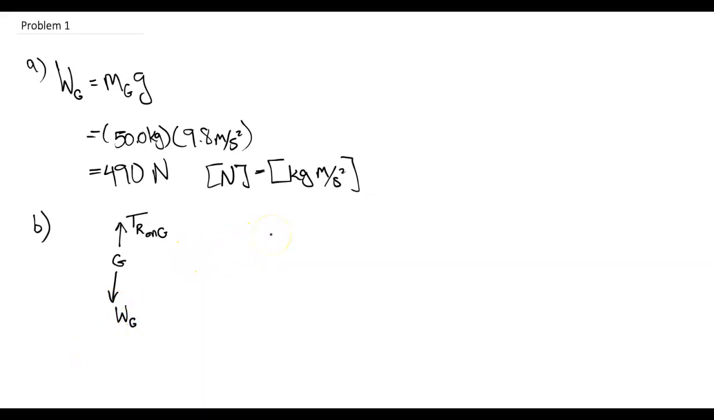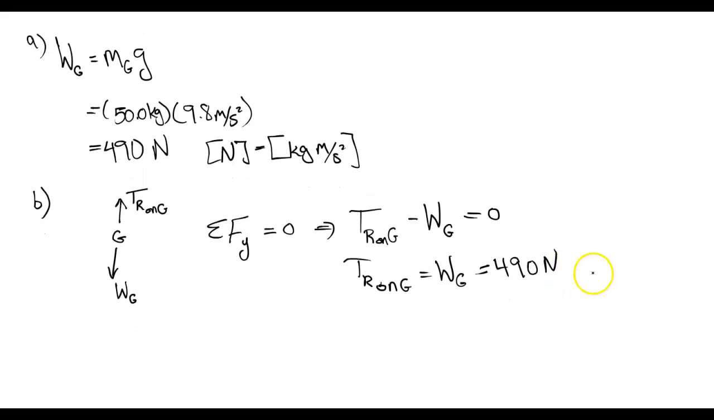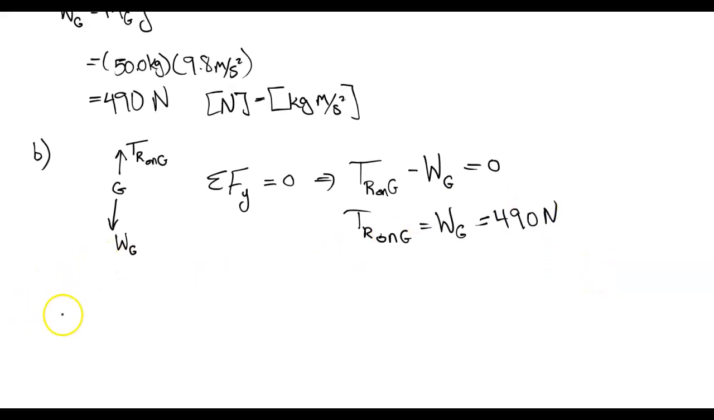And since the system is in equilibrium, or there's no movement in the rope while the gymnast is hanging, we can say that the sum of the forces, in this case in the y direction, because the forces are only up and down, is 0, which means that the tension of the rope on the gymnast minus the weight of the gymnast has to equal 0, or that the tension on the rope on the gymnast is equal to the weight of the gymnast, which we already know is 490 newtons.